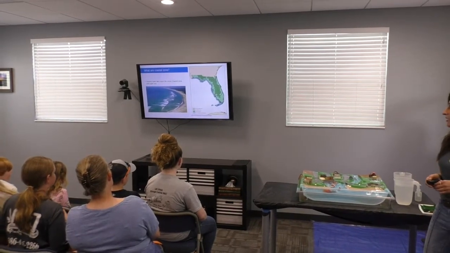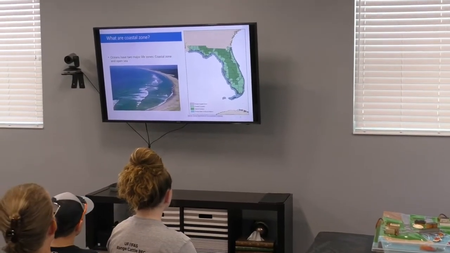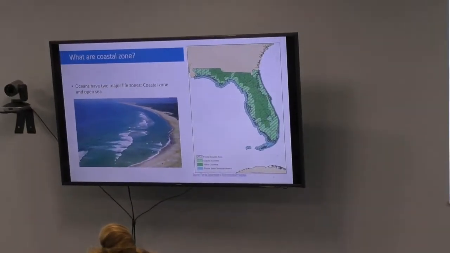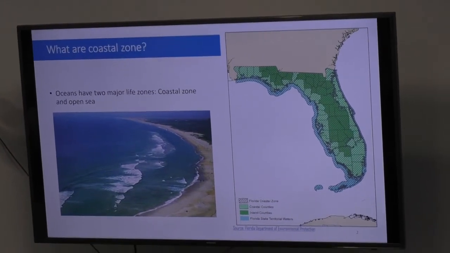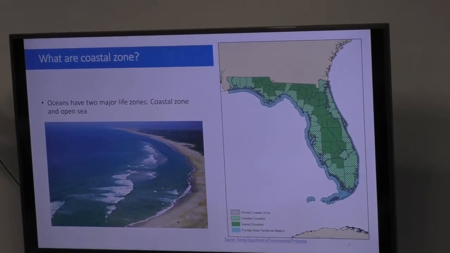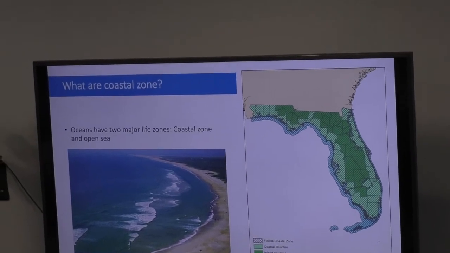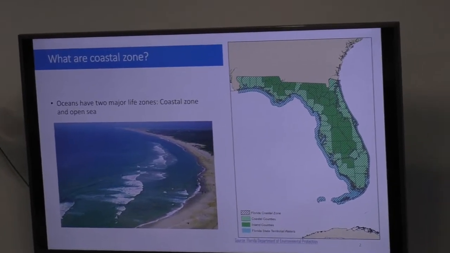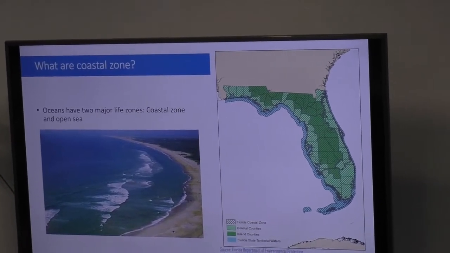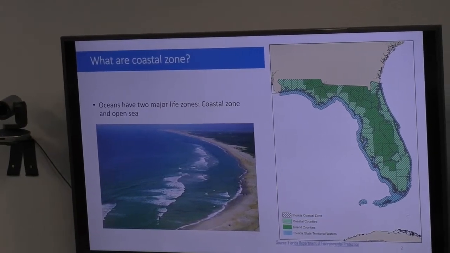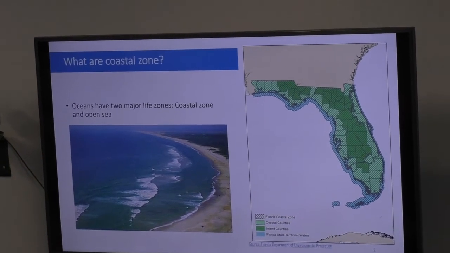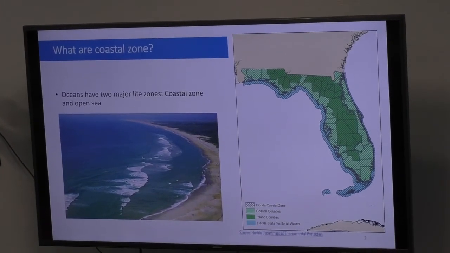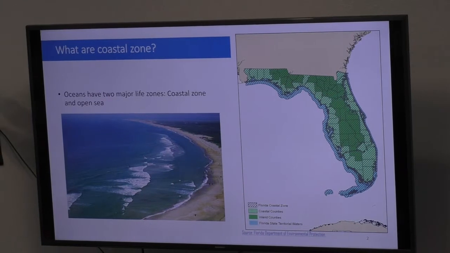What are the coastal zones and why are they important? When we talk about the oceans, gulfs, seas, or any water body, we have two types of life zones, the coastal zone and the open sea. The open sea is where we have a depth of water, and the coastal zones are places like Florida. All of Florida's land is considered coastal zone. It's super important because it has highly productive lands and ecosystems.